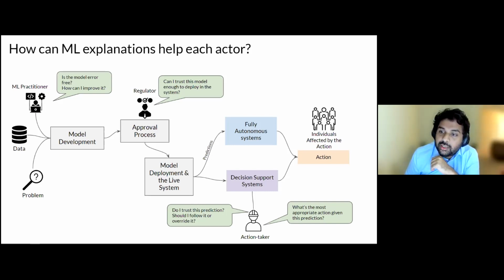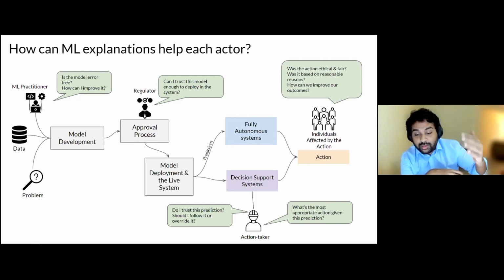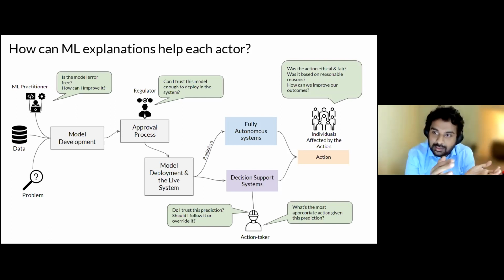And finally, going to affected individuals, explanations based on decisions can determine whether the action that was taken on them was ethical and fair. Is the person getting a lower credit score, getting that lower credit score because they're a woman? Or is it based on some other reason? Were the reasons reasonable? And the other way, if you're denied a loan, can the explanation tell you, if you do these things in the next 2 years, your loan application would be accepted? So guidance into improving their outcomes.